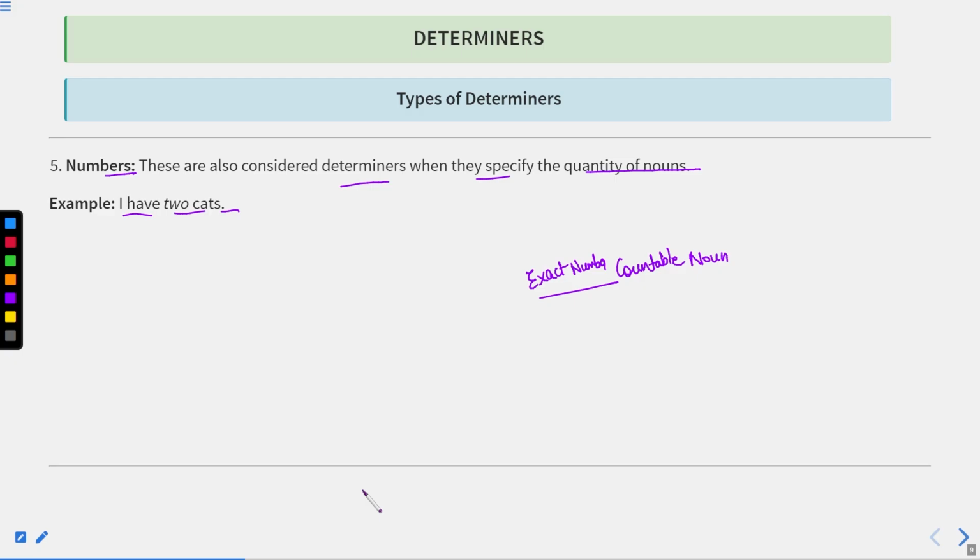Okay, I hope this much is clear to you all. So this is the difference, and this is a very important difference that we should know. Also, if we are showing the exact number, of course, it will be used before a countable noun. In fact, these include cardinal numbers as well as ordinal numbers that we will discuss later on.